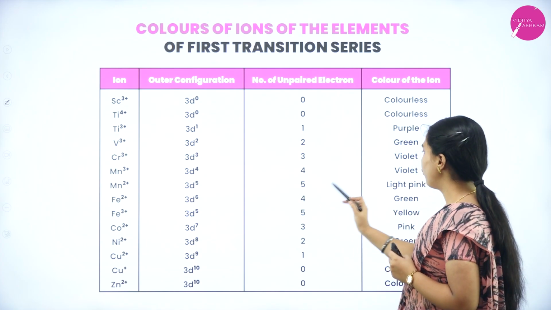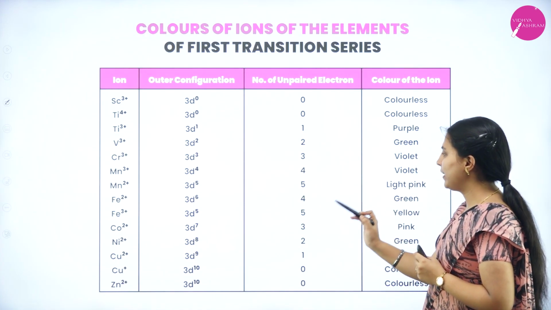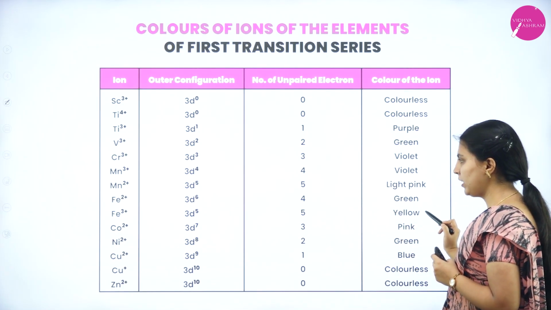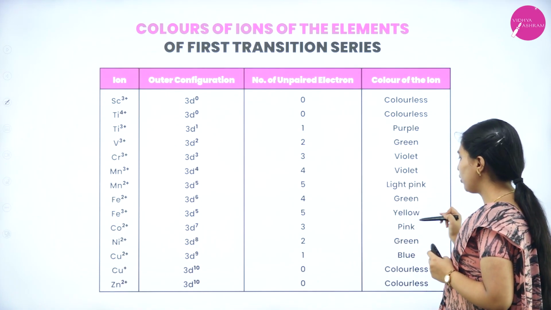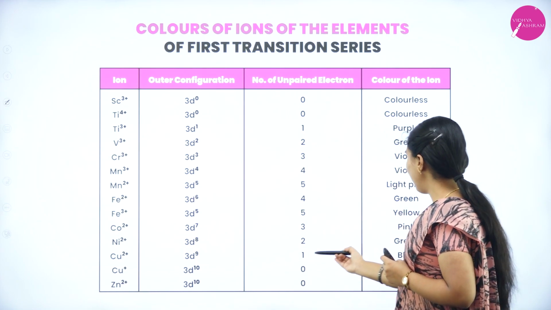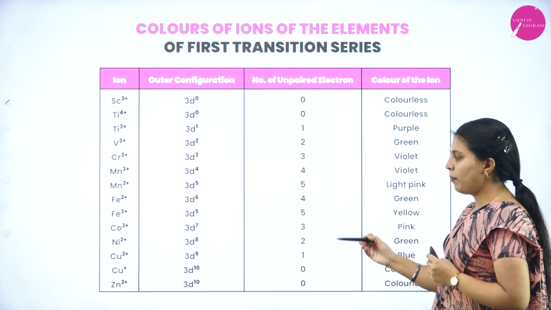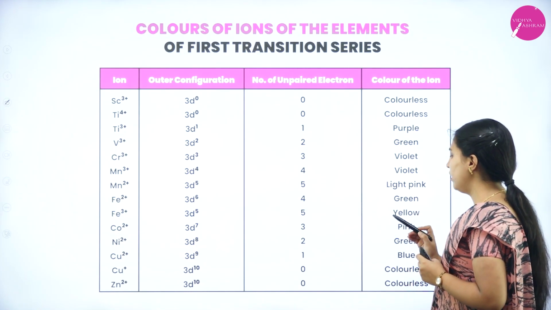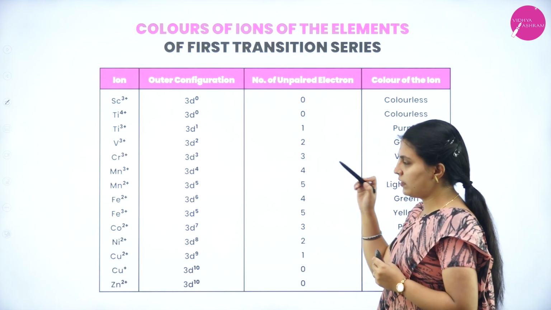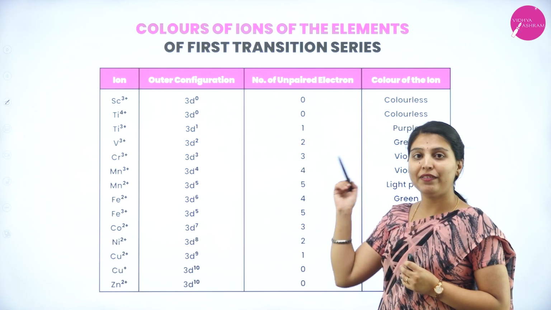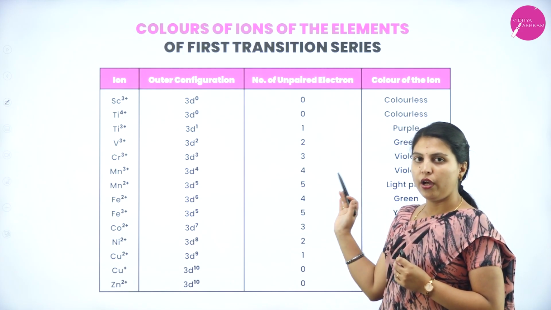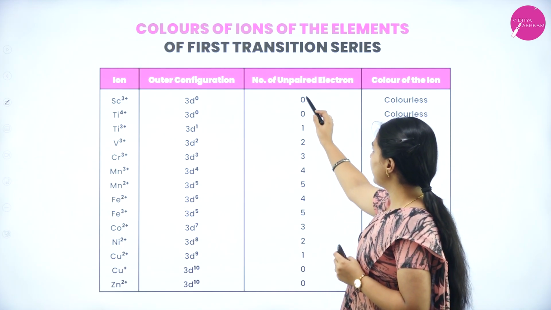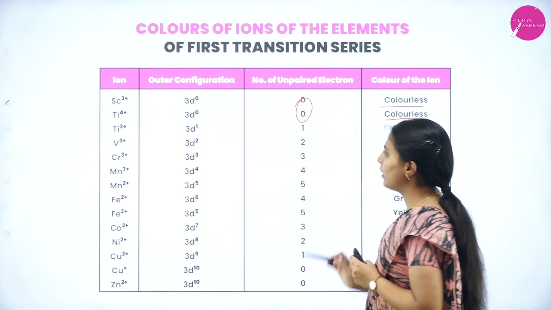Iron +2, 3d6, 4 unpaired electrons, green. Fe3+, 3d5, 5 unpaired electrons, yellow. Cobalt 2+, 3d7, 3 unpaired electrons, pink. Nickel 2+, 3d8, 2 unpaired electrons, green. Copper 2+, 3d9, 1 unpaired electron, blue. Again, copper +, 3d10, no unpaired electron, colorless. Even zinc 2+, 3d10, no unpaired electrons, colorless. In a single element with variable oxidation states, whenever it has unpaired electrons, it will show color. If there are no unpaired electrons like this, it will show colorless property.